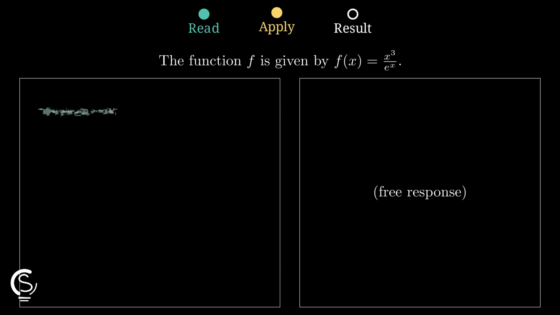Next, to prove the horizontal asymptote, we evaluate the limit as x approaches infinity. Since the exponential grows much faster than the cubic term, the entire function must approach 0 eventually.